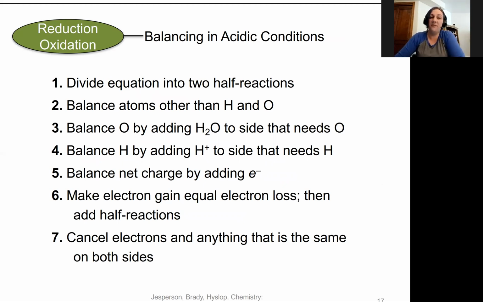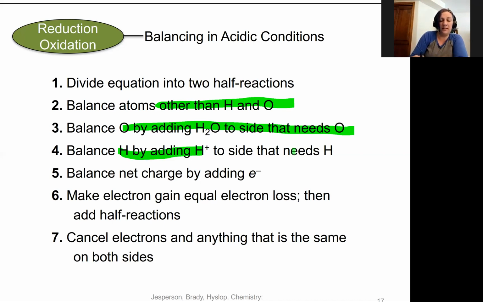So we're still going to divide our equations into 2 half reactions. We're going to first balance our atoms. And when we balance our atoms, we're going to take care to avoid hydrogen and oxygen. We aren't going to balance them yet. Then we'll balance oxygen first of those 2. And we're going to balance it by adding water molecules to the side that has a deficit of oxygen atoms. Then we'll move on to balancing hydrogen atoms last. And we'll do that by adding H+ to the side that doesn't have enough hydrogens.